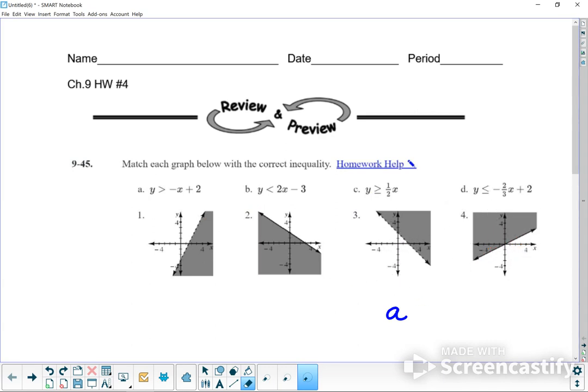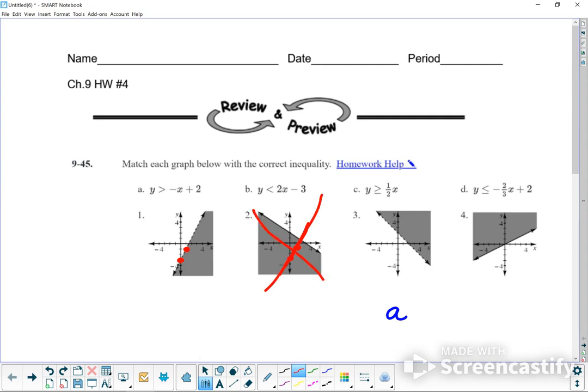All right. Looking at B. B looks like it has a y-intercept of negative 3, so it should start about right here. And it should be up 2 and over 1. And this one looks like it matches. It should start at negative 3, up 2 over 1. This one doesn't match, because it would look like this. So that one's not it.